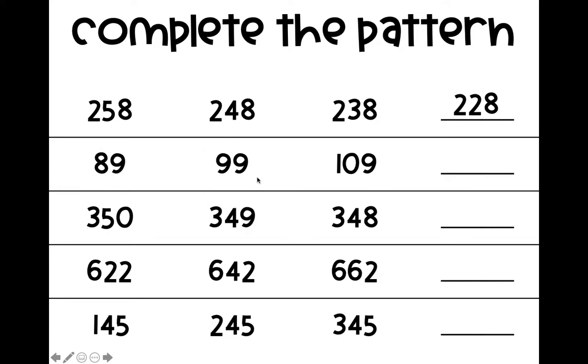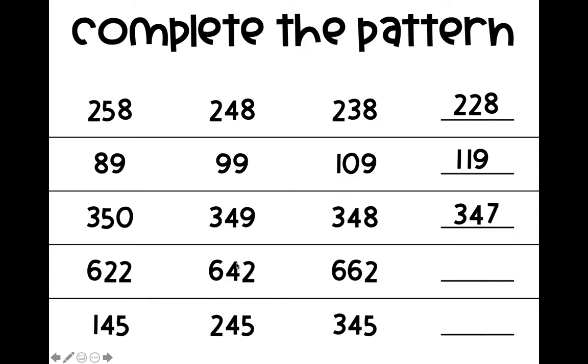89, 99, 109. What comes next? 119. What's our pattern here? Our pattern here is plus 10. We added 10 with each new number. 350, 349, 348. What comes next? 347. What is our pattern here? Minus 1. We took away 1 with each new number.